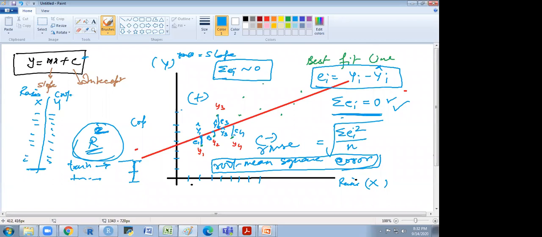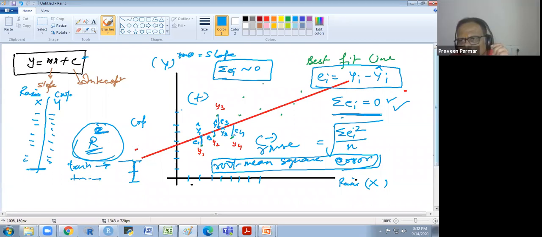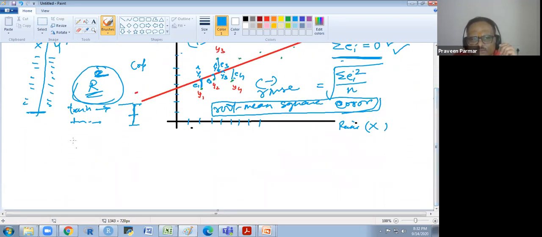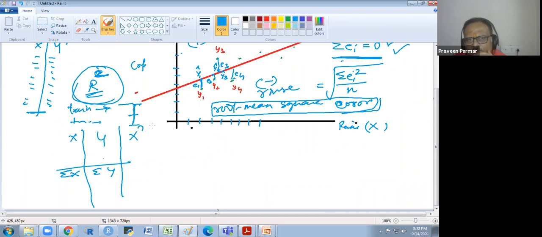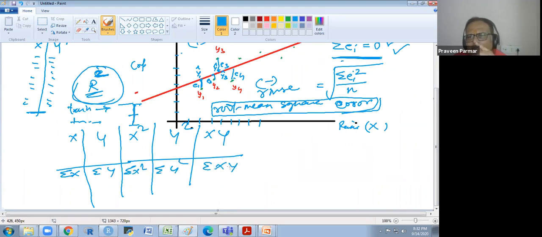So how do we get it manually? We have an X, we have a Y. We get the summation of X and summation of Y. Then we get the X square, the Y square, and the XY, and we get the summation of all these. Finally we make two equations. Sigma Y is equal to NA plus B sigma X. This is our first equation.